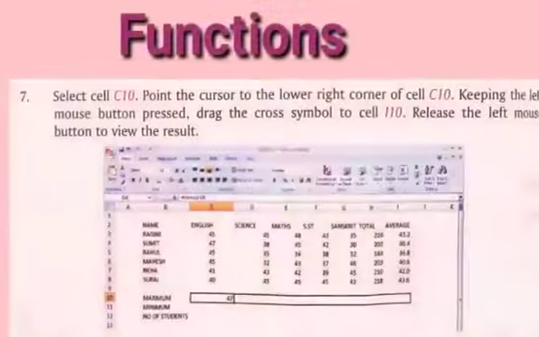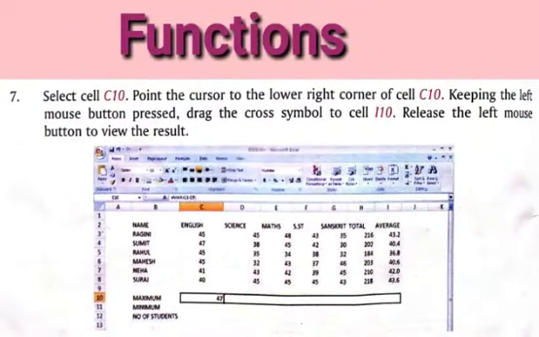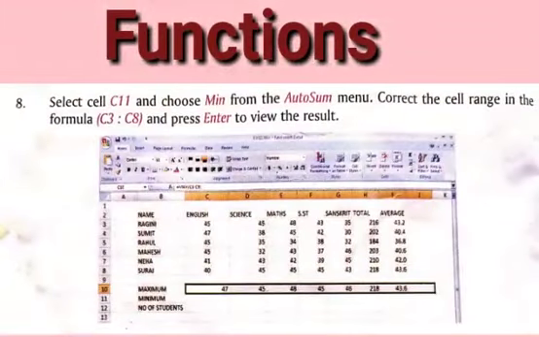Now we will start with step number 7. Select cell C10. Point the cursor to the lower right corner of the cell C10. Keeping the left mouse button pressed, drag the cross symbol to cell I10. Release the left mouse button to view the result. In this step, select cell C11 and choose minimum from the Autosum menu. Correct the cell range in the formula, C3 to C8, and press enter to view the result.